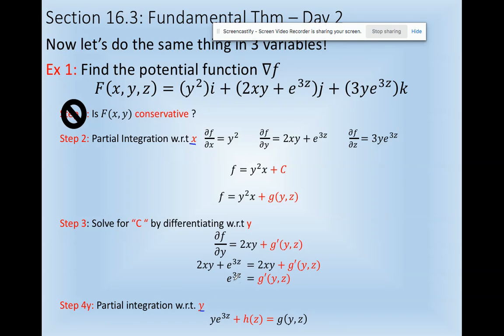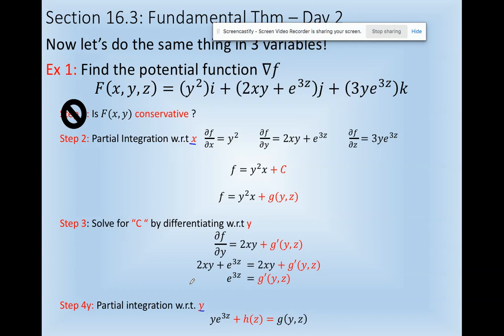e to the 3z was just a constant, right? So when you anti-differentiate, you get y to the first over y over 1 times the constant, plus now, though, I am just dealing with my constant being another function in terms of z, right? That's going to equal g of z, not g prime, but g.